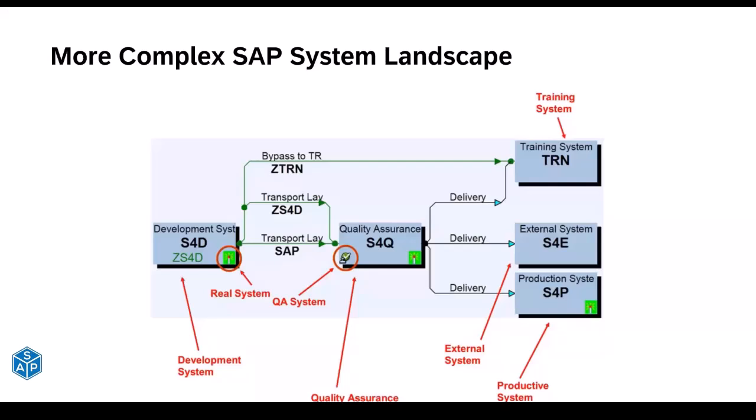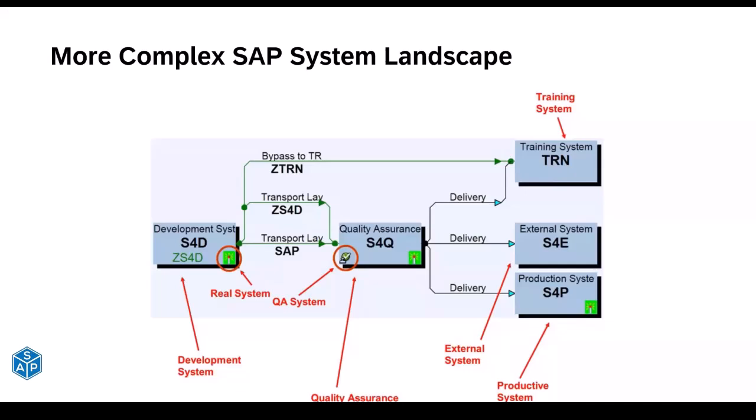You have three delivery routes: one to your training system, one to your external system, and one to your production system. Normally, whatever changes you do in the development system, when you release that change, it will come into your quality system. When you import those changes into your quality system, they will be visible in three systems in your next system: the training system, the S4E system, and the S4P system. With these three delivery routes, when you import the changes in the quality system, they will be visible in the import list of these three systems.